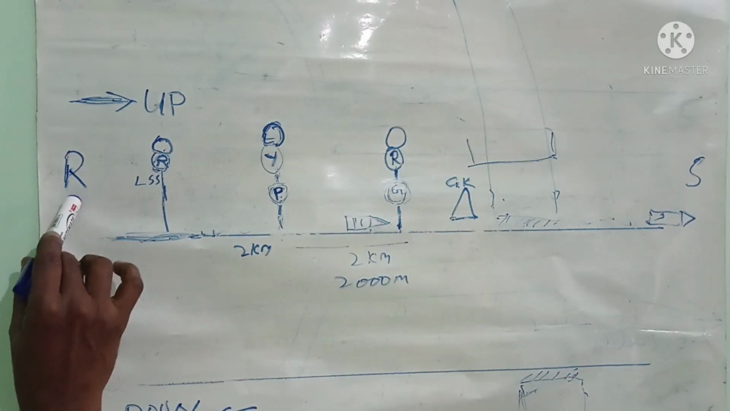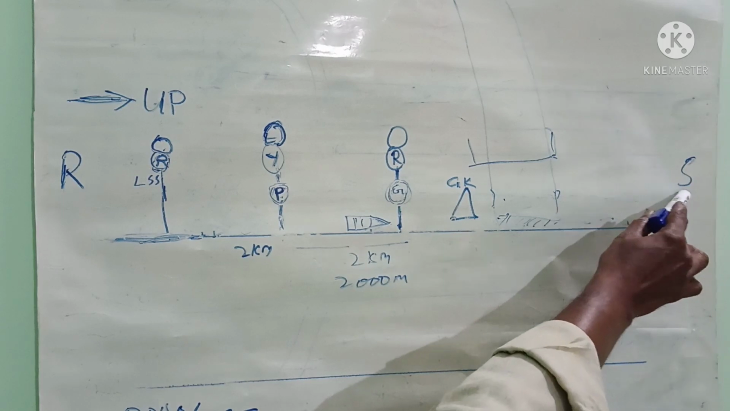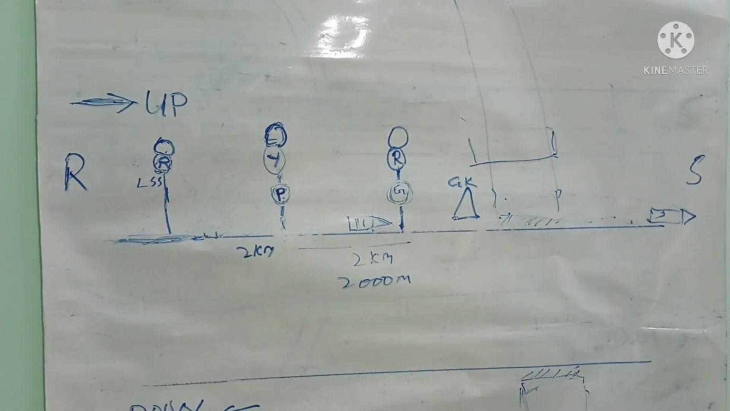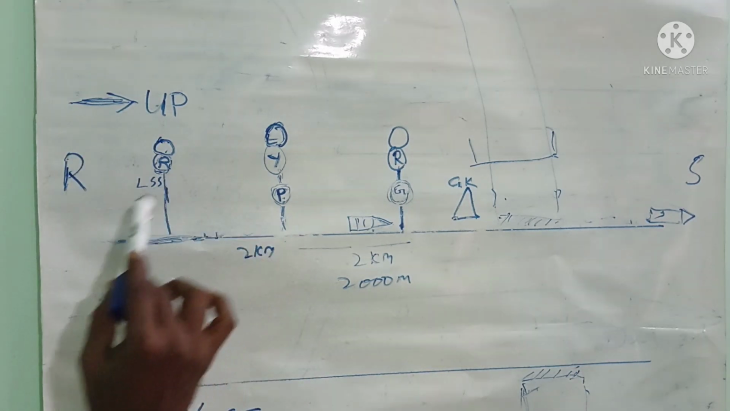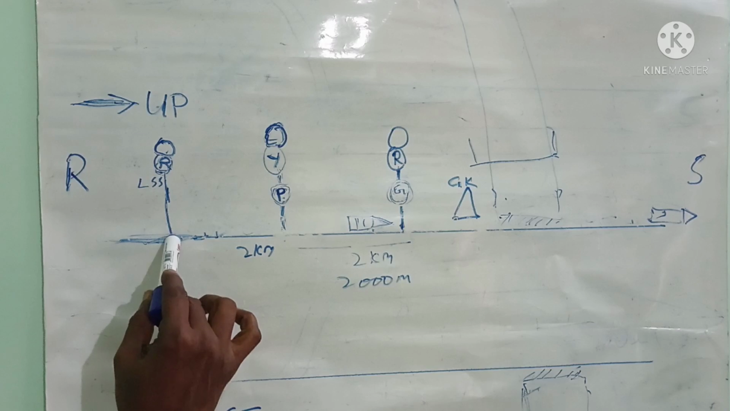I think it is easy for you and also for myself to explain this through a diagram. So let us see how the train is moving through the LC gate, that is an interlocked level crossing gate. Here it is our station R. The train is moving in the up direction to station S. We are having the down line because it is a double line section. And towards the up direction, the train has left R station. It is the LSS of R station.